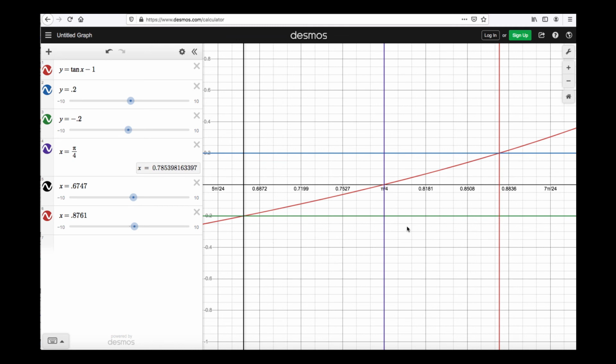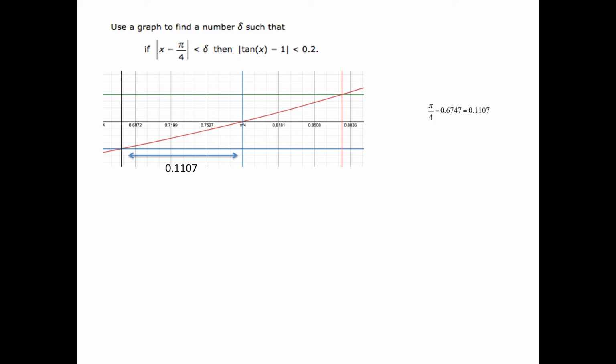So let's find these differences and see what the values are. The difference between pi over 4 and 0.6747 is 0.1107. The difference between pi over 4 and 0.8761 is negative 0.0907, but if we consider that as a distance, it would be positive 0.0907. So let's let delta be the smaller of these values.